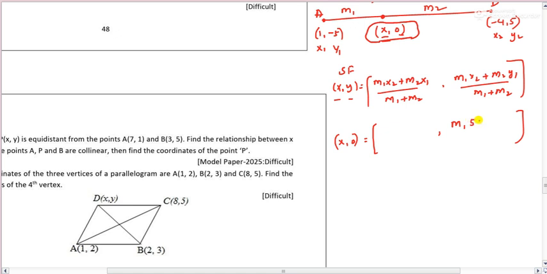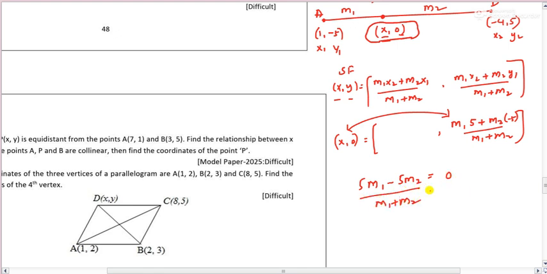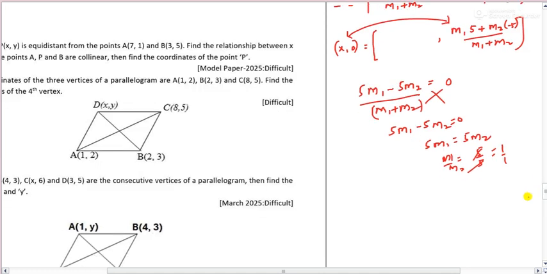So m1 into 5 plus m2 into minus 5, divided by m1 plus m2, is equal to 0. So if you do cross multiplication, the denominator becomes 0 and we get 5m1 minus 5m2 equals 0. So 5m1 is equal to 5m2. This can be written as m1 by m2 equals 5 by 5. If you simplify, you get 1 is to 1. So what is the answer? m1 is to m2 is equal to 1 is to 1.